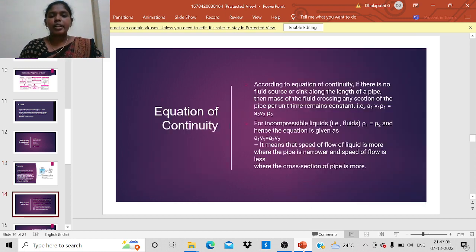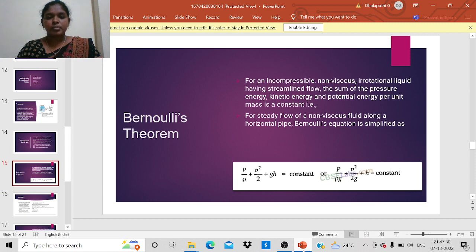Equation of continuity. According to the equation of continuity, if there is no fluid source or sink along the length of the pipe, then A1 V1 rho 1 equals A2 V2 rho 2. For an incompressible liquid, rho 1 is equal to rho 2. Hence, the equation is given as A1 V1 equals A2 V2, where the velocity is more where the cross section of the pipe is less.